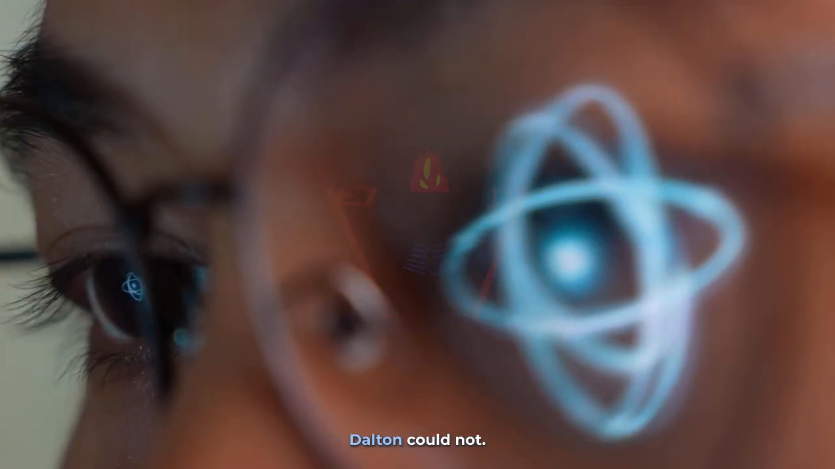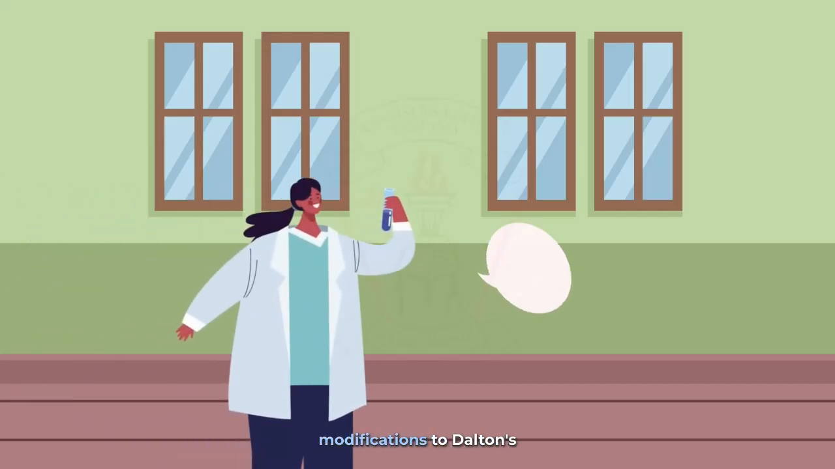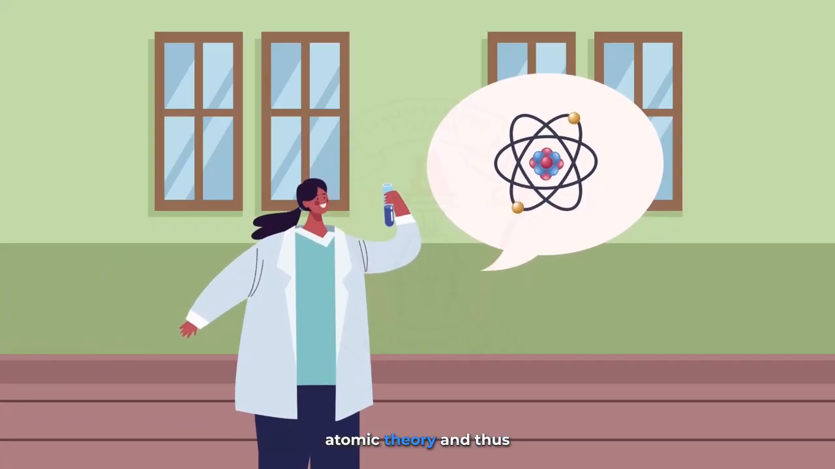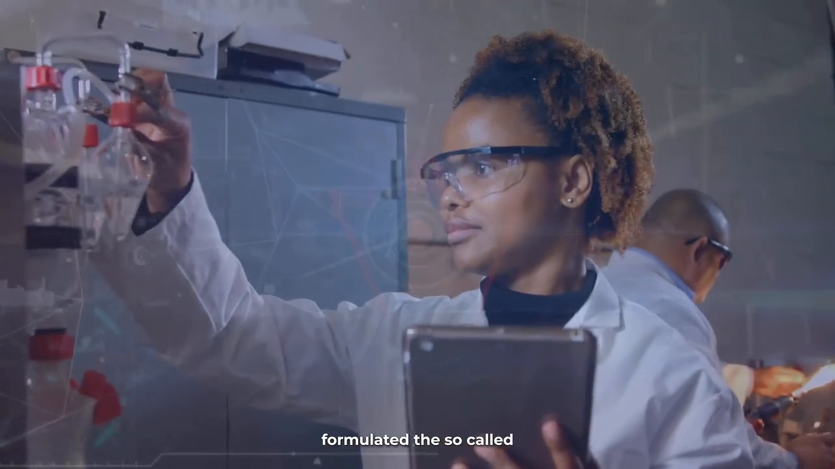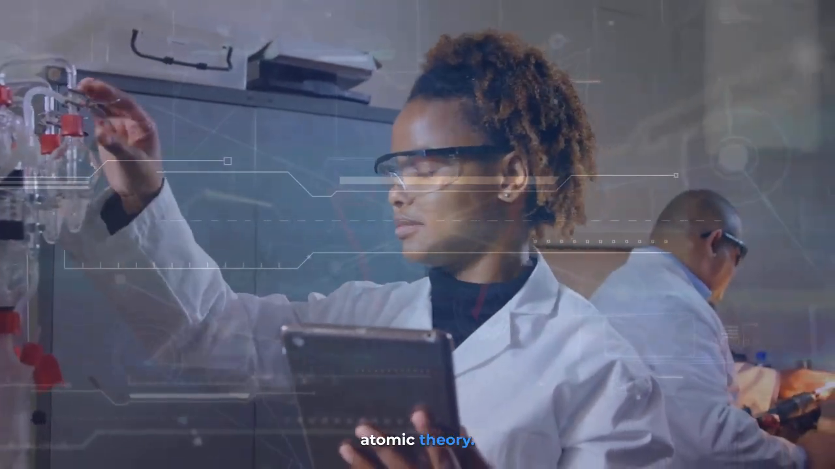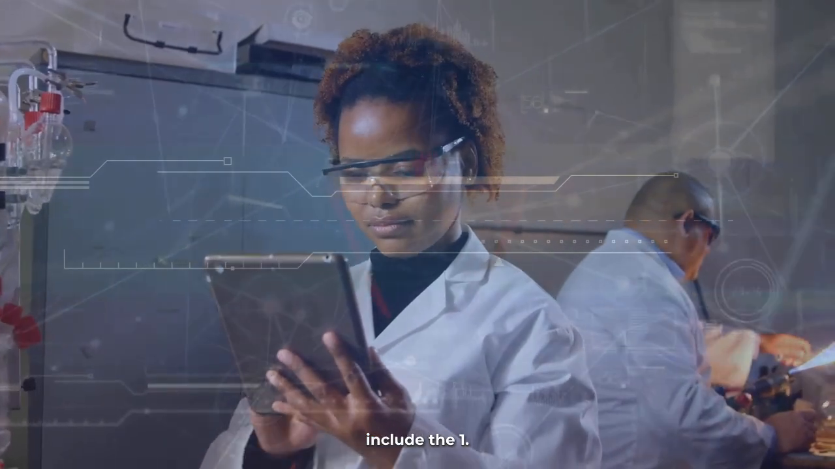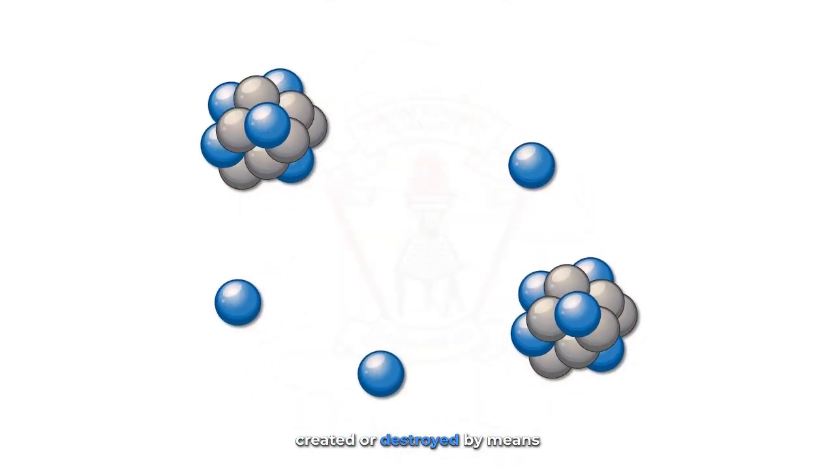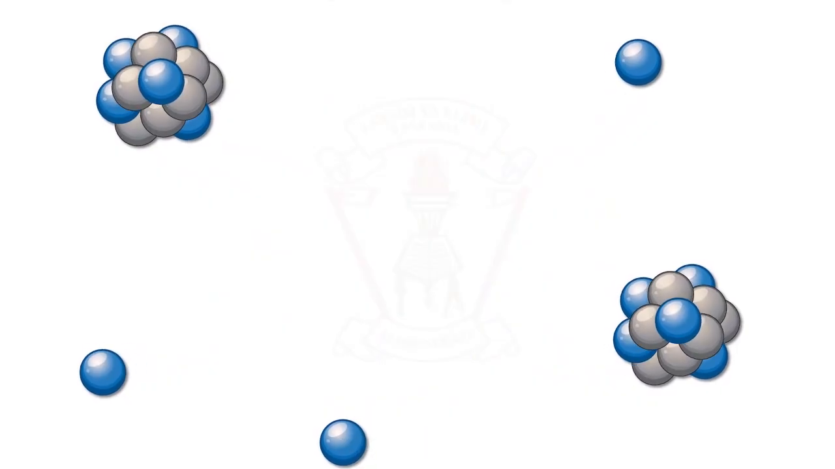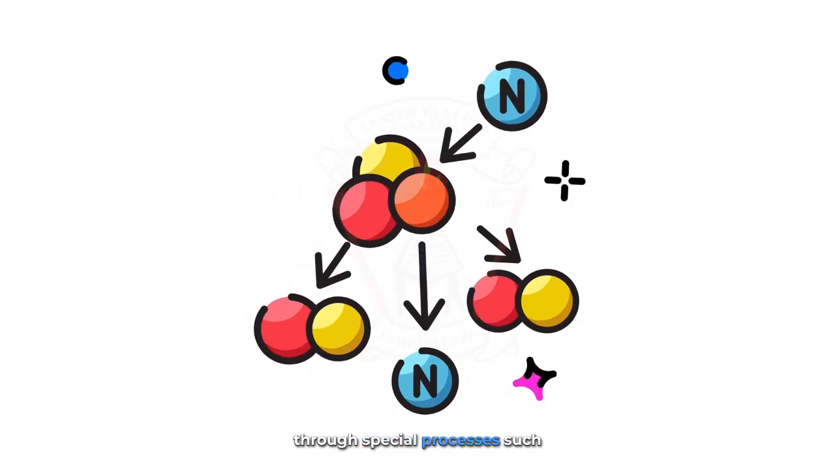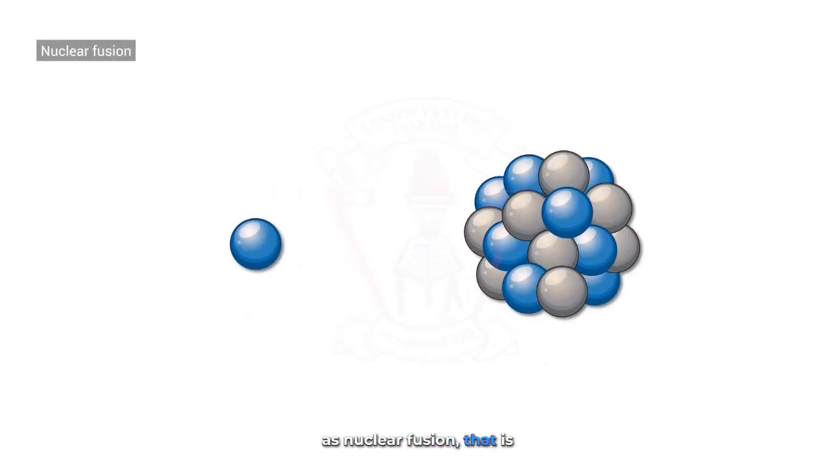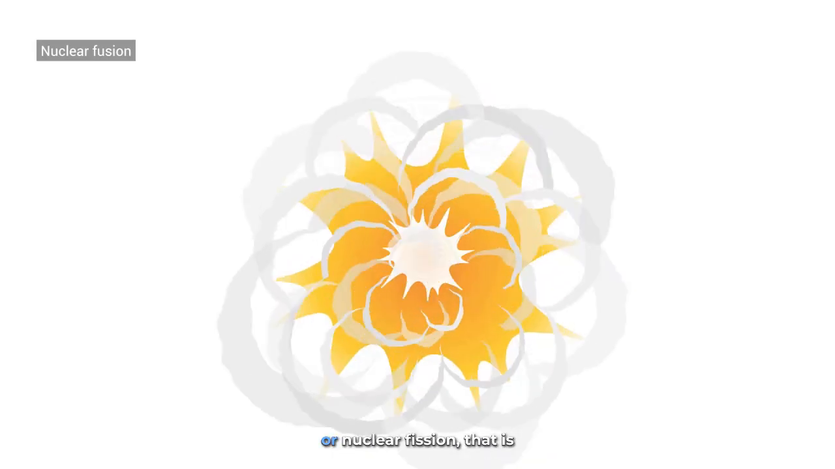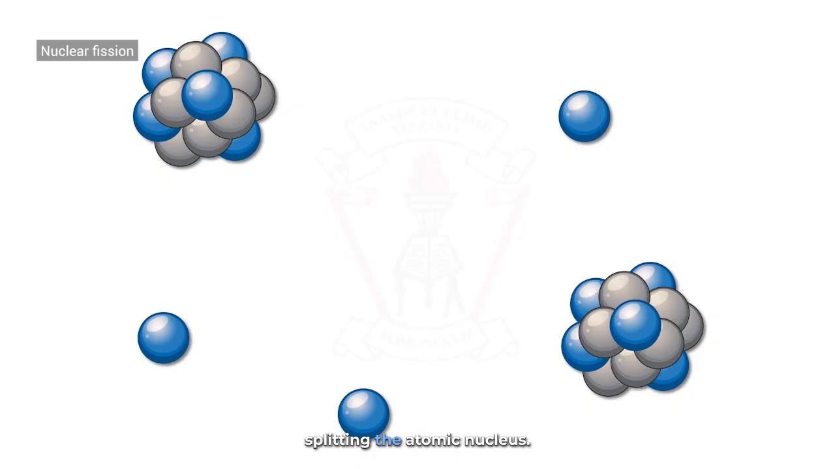The use of modern technology has enabled scientists to carry out experiments on the atom that Dalton could not. This has led to slight modifications to Dalton's atomic theory and thus formulated the so-called modern concepts of Dalton's atomic theory. These modifications include the following. 1. Atoms can be either created or destroyed by means of nuclear reactions. The atom can change form through special processes such as nuclear fusion, that is combining the atomic nuclei, or nuclear fission, that is splitting the atomic nucleus.